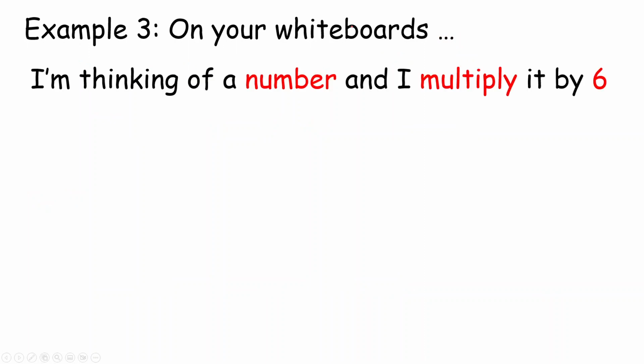Okay, example 3. How would you write this? I'm thinking of a number and I multiply it by 6. Often I would say, raise your boards to my students, and they might say, well, you've got a number, x, and you're multiplying it by 6. I would say, okay, that's correct. That's not wrong. But we now know we can write this in a better way.